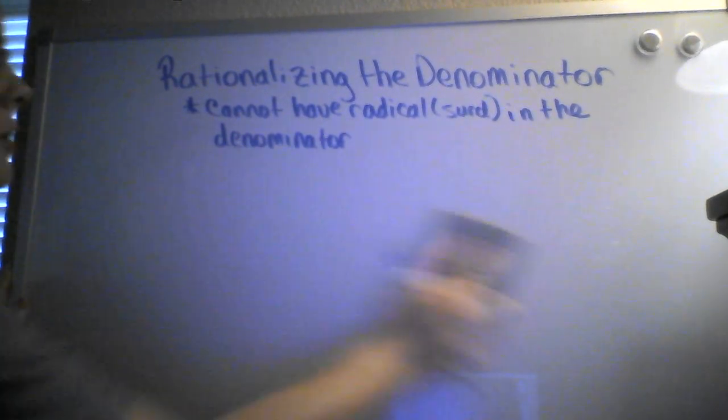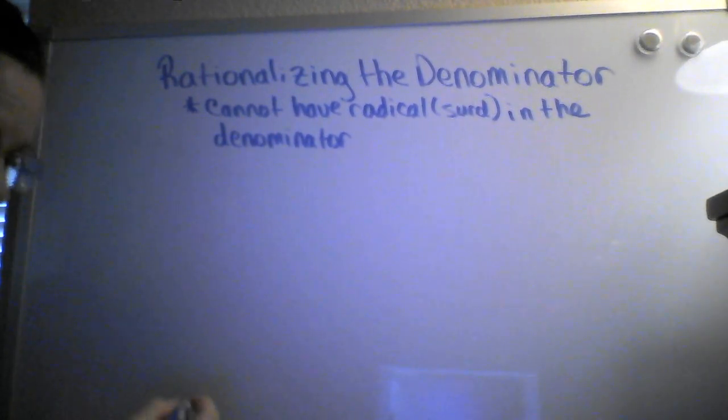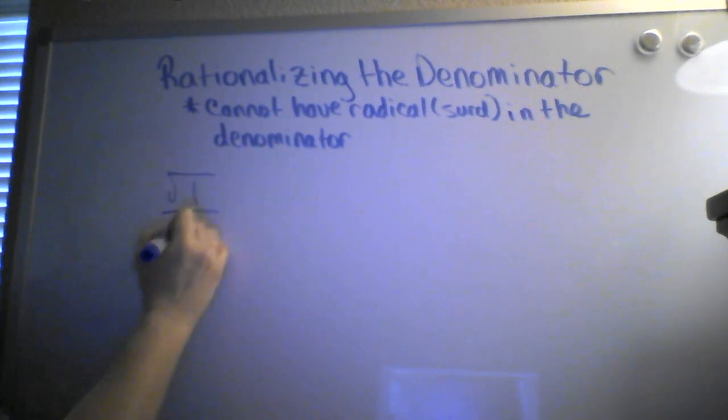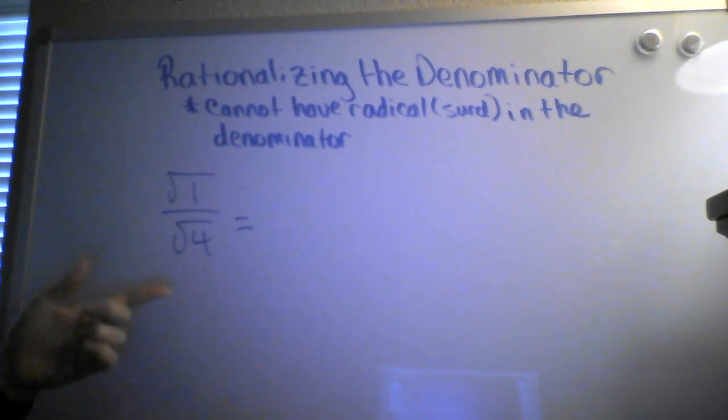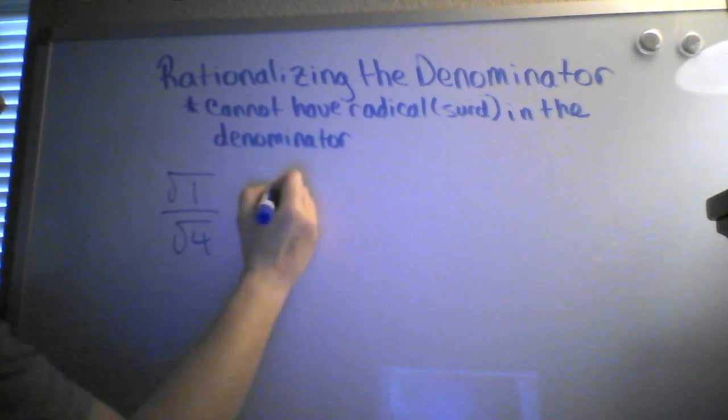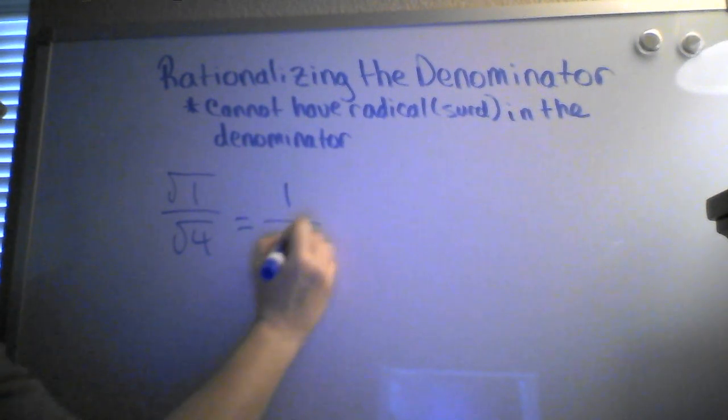Okay, I have one more. Radical 1 over radical 4. Again, a lot of people try to go ahead and rationalize it, but I notice that these are both perfect squares. So the square root of 1 is 1, and the square root of 4 is 2.